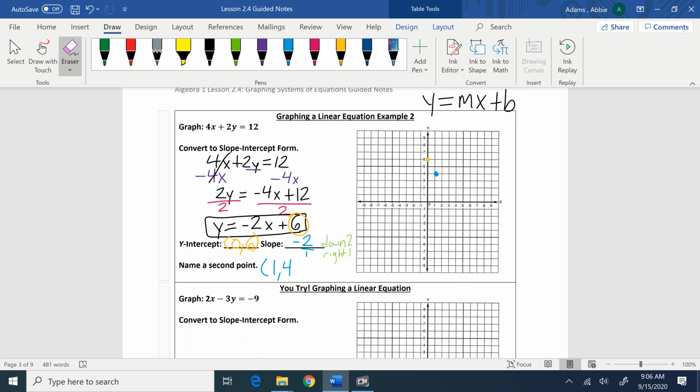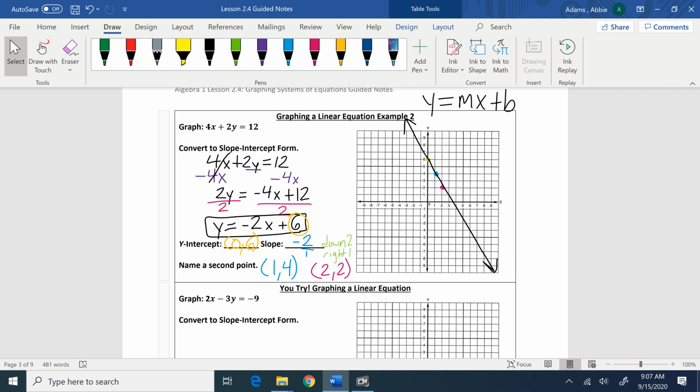And let's go ahead and define a third point just to make sure we're doing what we can. So I'm going to go down 2 again. So if I go down 2, that's going to put me at 2 on the y-axis, and then to the right 1, so it's going to put me at 2 on the x-axis. So I now have the point 1, 4 and the point 2, 2. And from there, we can make our line. And that is the graphed version of 4x plus 2y equals 12. And remember, that equation is equivalent to y equals negative 2x plus 6.